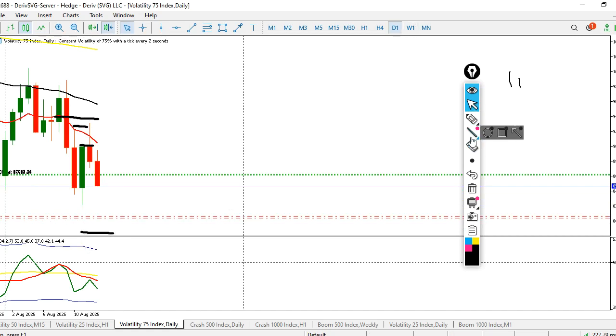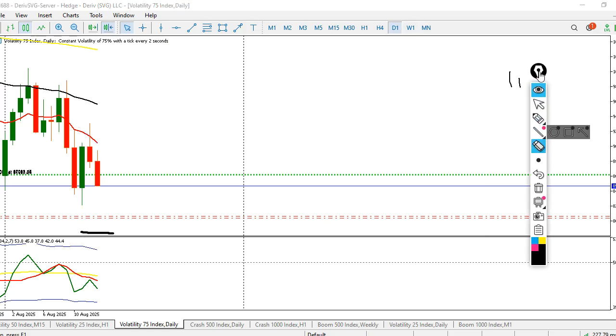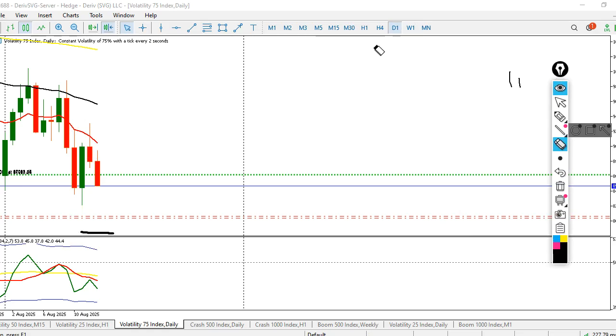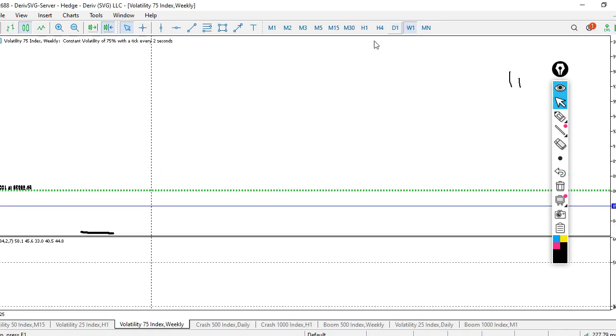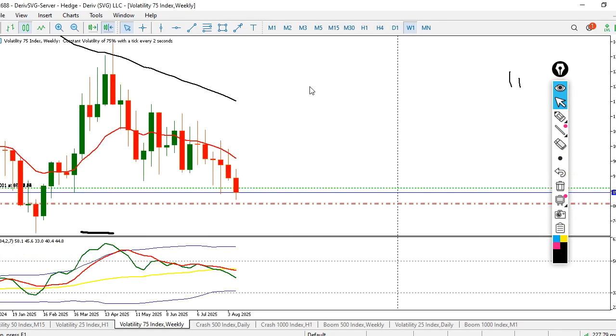Because if you look at the higher time frame, if you look at my weekly time frame, you tend to see what I'm saying there. So you can see I'm putting my stop loss at the open of this other block, at the open of this other block.